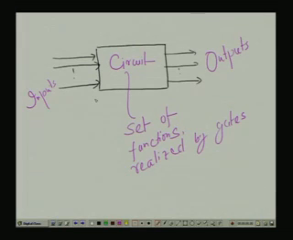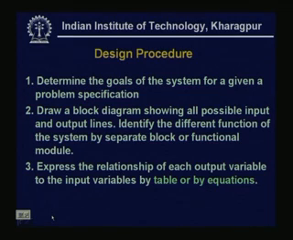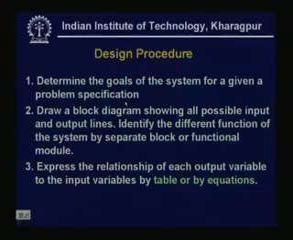Now, how to design these combinational circuits? So, first we see a simple design procedure. The first step is to determine the goals of the system for a given problem specification. Means given a problem, first we will decide what will be the output of the system, what we have to compute or determine. Then second is to draw a block diagram showing all possible input and output lines. Identify the different functions of the system by separate block or functional module.